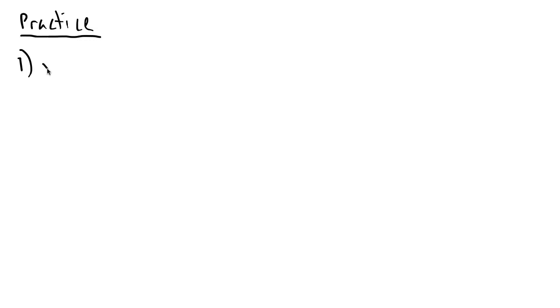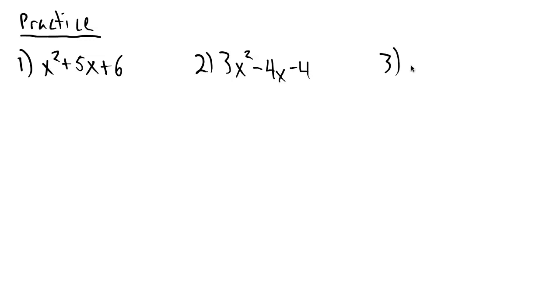The first one, I want you to factor x squared plus 5x plus 6. Next one, you're going to factor 3x squared minus 4x minus 4. Third one is going to be x squared minus 49. And we'll do the fourth one down here. Fourth one is going to be 2x squared plus 5x. So take the time now, pause the video, do these, and come back to me when you're done. I mean it. Pause the video. Get working on these.